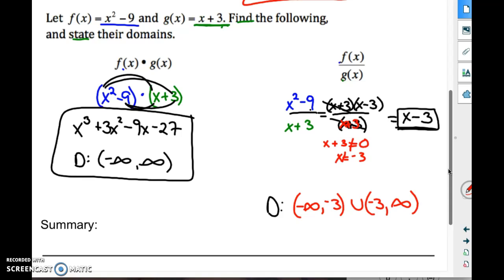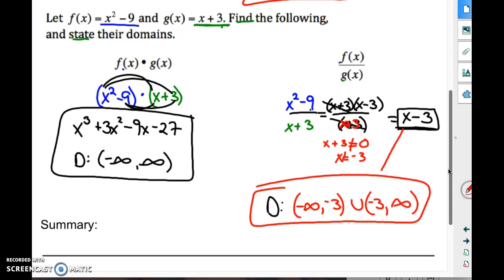This is our final answer of these two. What that's meaning is on our number line, we're everything. We start just left of negative 3, forever negative, and just right of negative 3, everything positive. It's just we can't include that negative 3. So that's why we have these parentheses with the union.